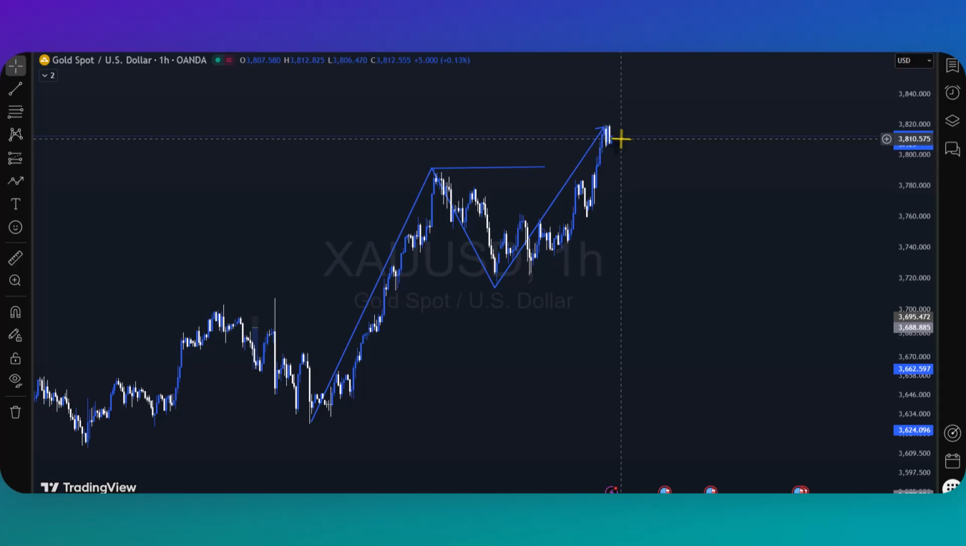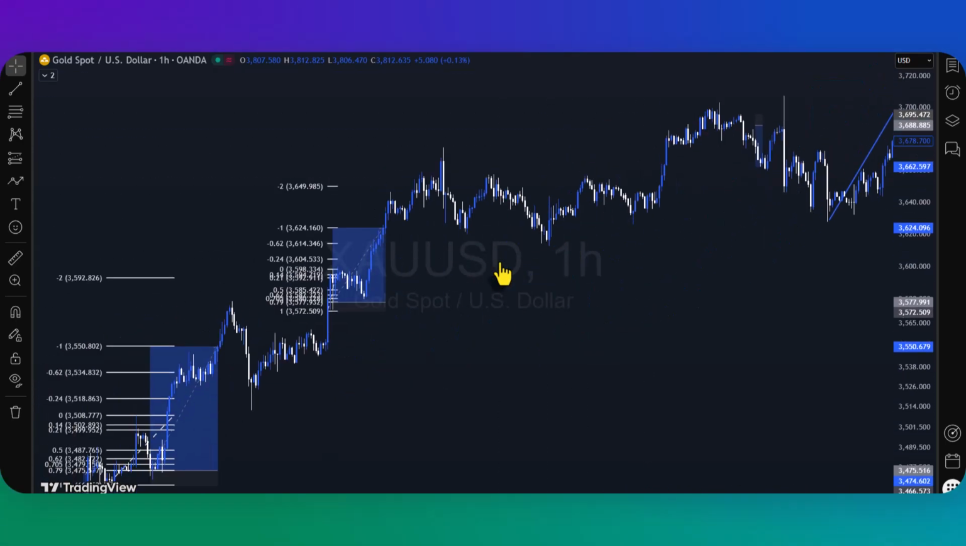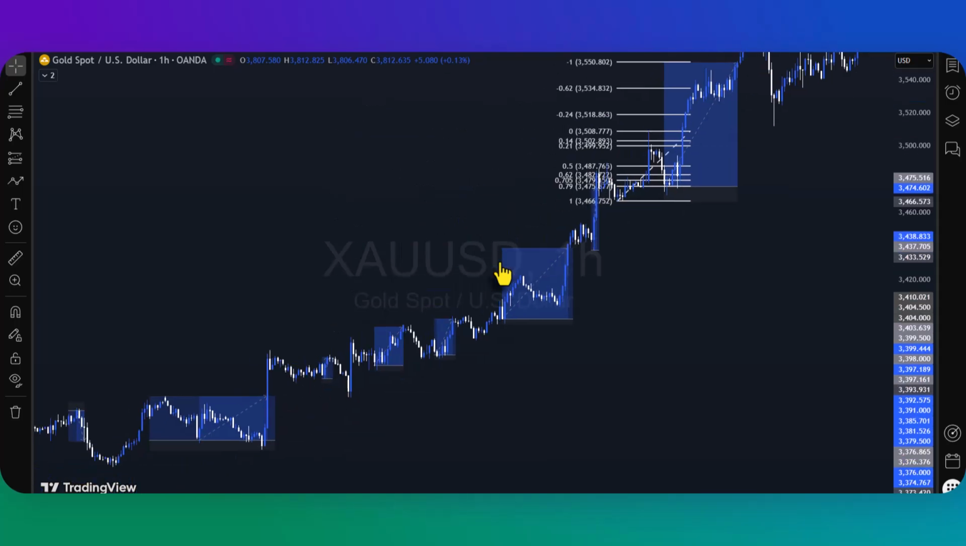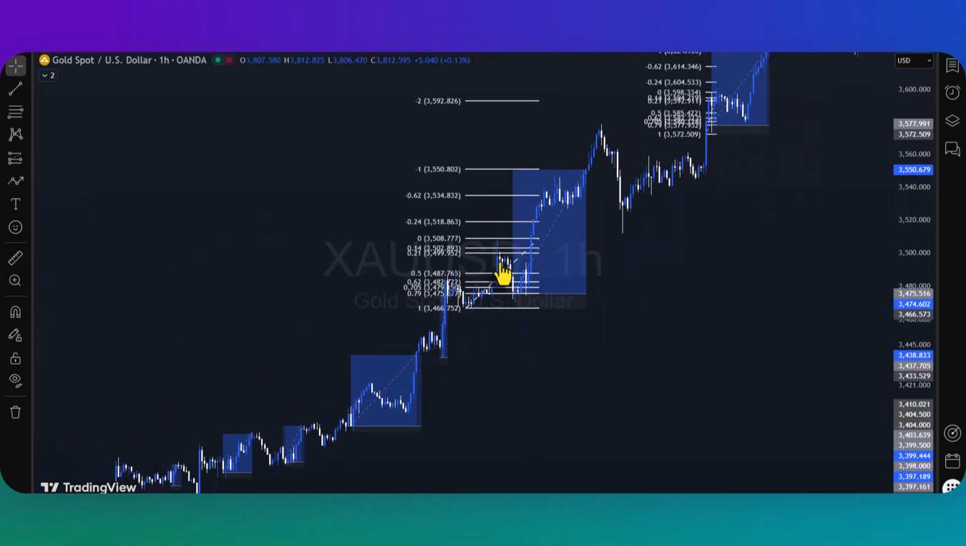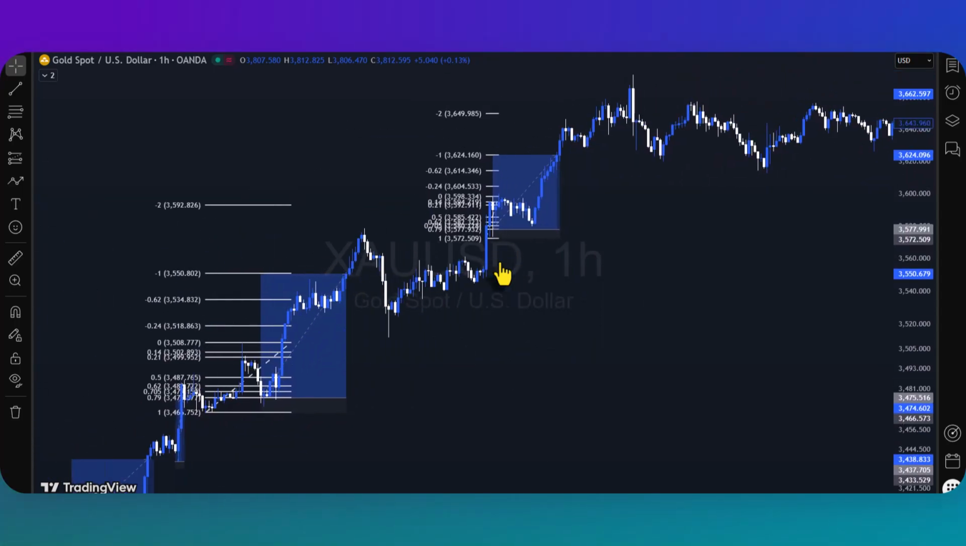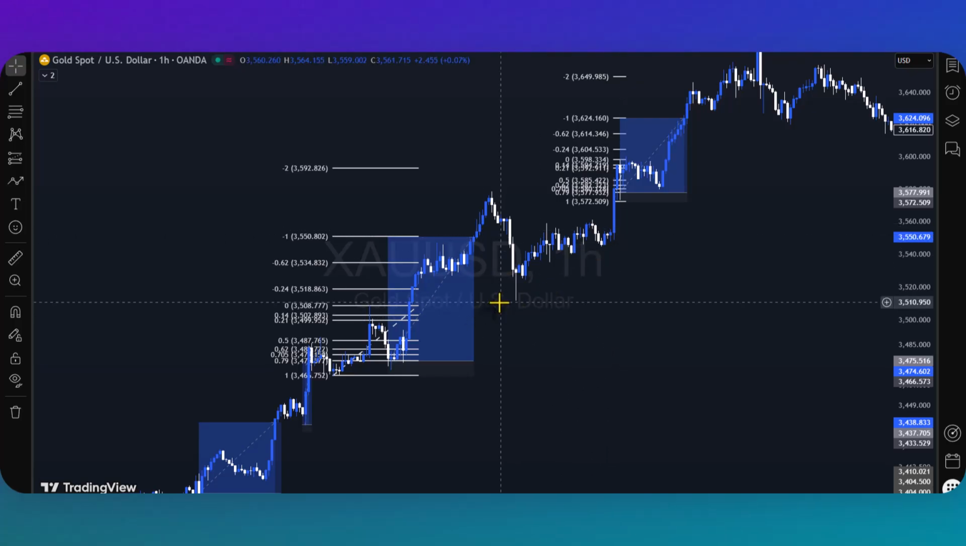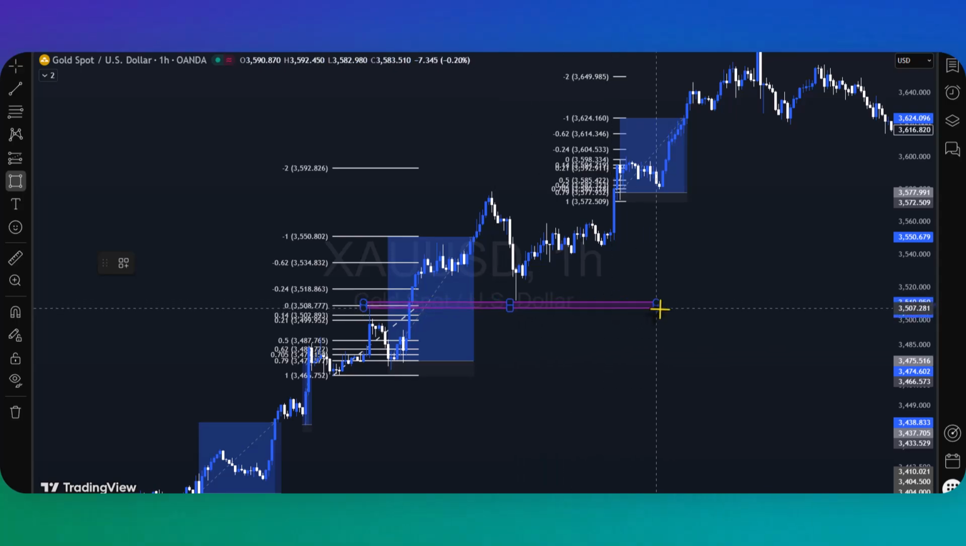Meaning if price comes back to this resistance level, it's going to become a support for it to bounce back. For you to understand exactly what I'm saying, let me go back in time and look for an example. Now look at this example. Let me just draw it out.